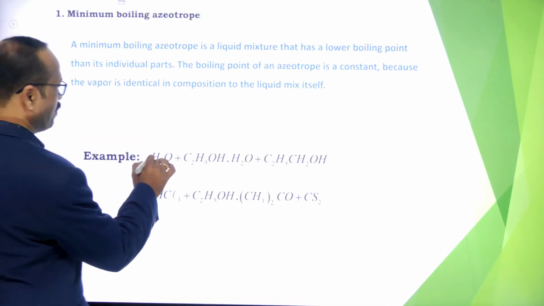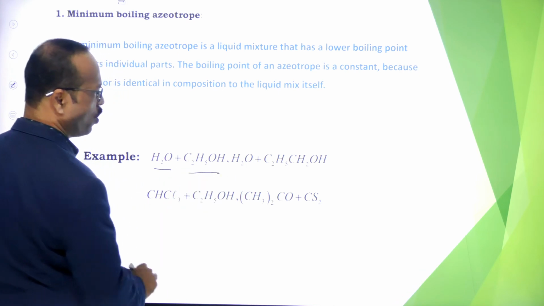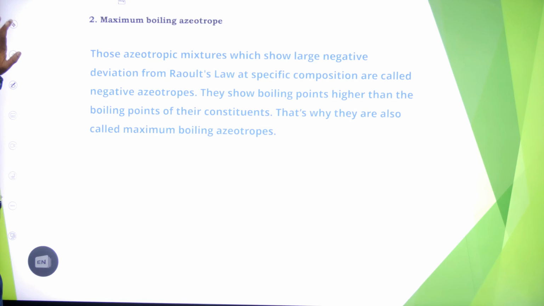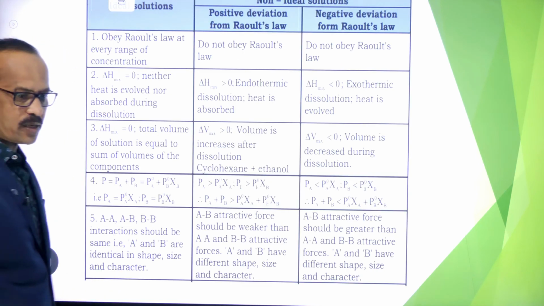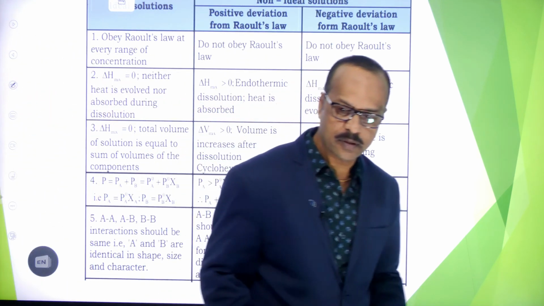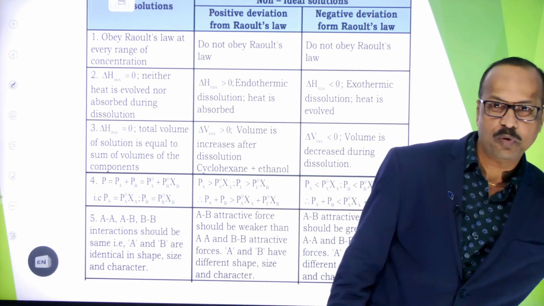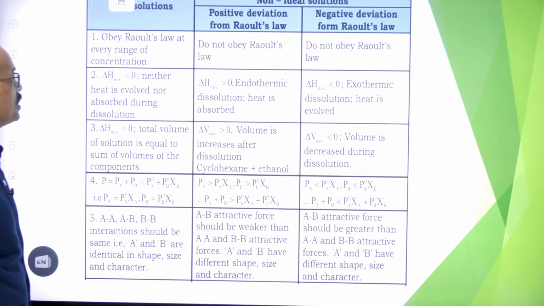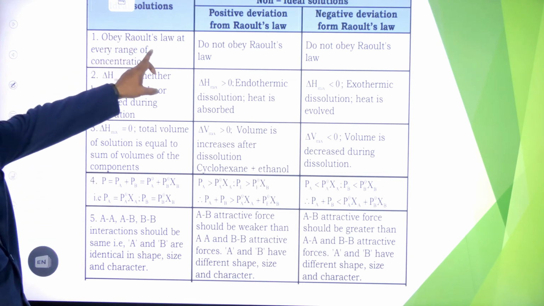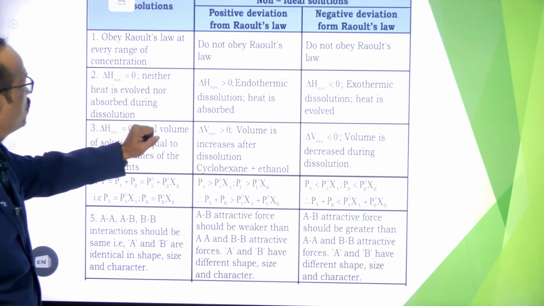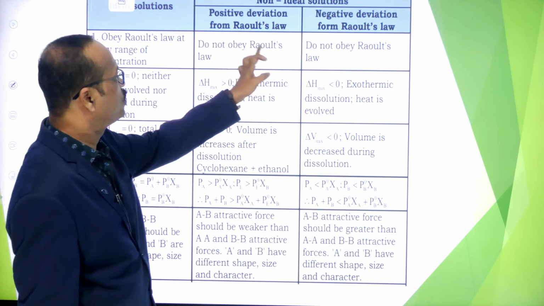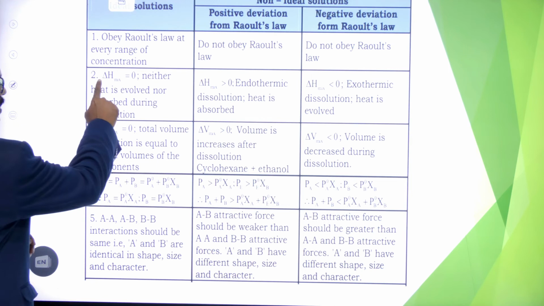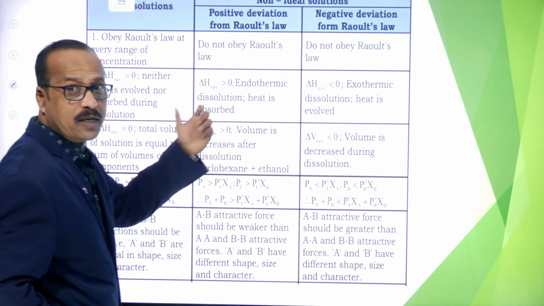And these are some examples. See, this is water, ethyl alcohol. So like this, these are some examples of minimum boiling. And this is the overall concept we discussed here: ideal solution and non-ideal solution. Ideal solution is what? Which obeys Raoult's law at any range of concentration, and non-ideal solution does not obey. Clear?